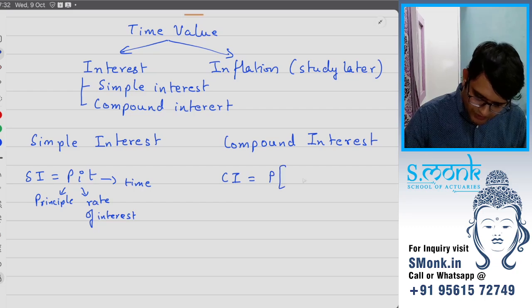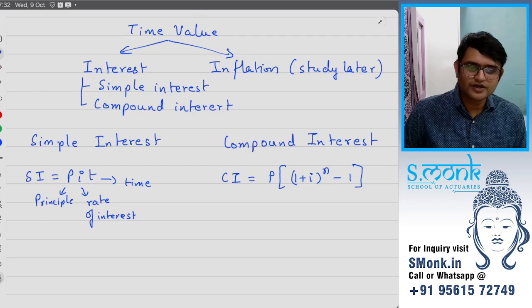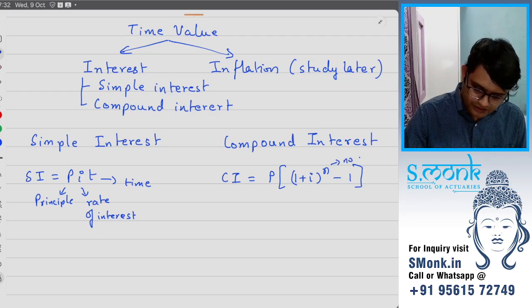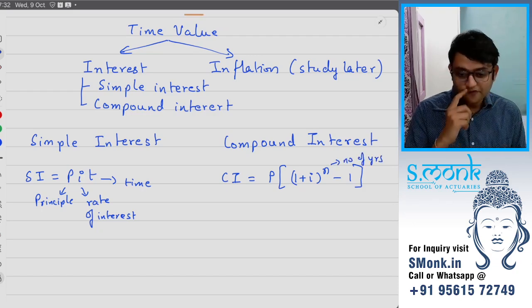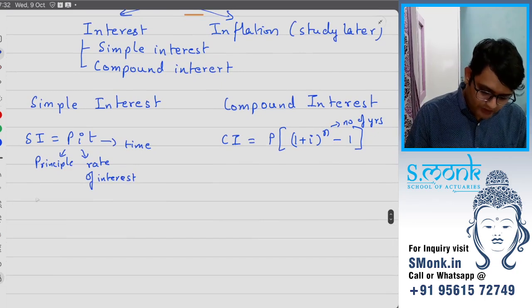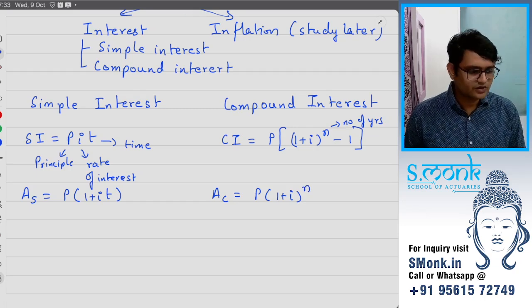For compound interest, we just say it is P into (1 plus I) raised to n, minus 1. This is how we calculate the compound interest. Again, P is principal, I is the rate of interest, n is the number of years for which we are investing that principal amount, right? So the amount for simple interest will just be P into (1 plus IT), and the amount for compound interest will just be P into (1 plus I) raised to n. Right. Okay, we have all studied this.